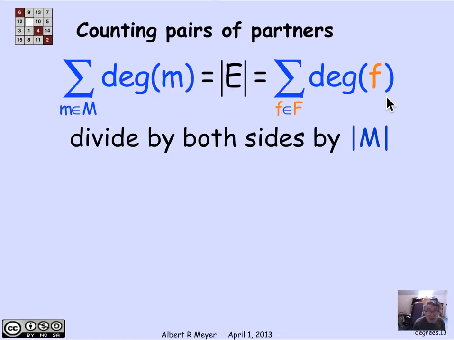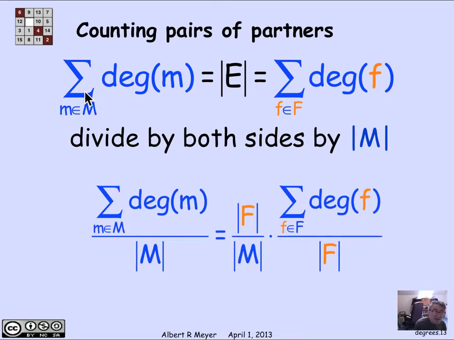All right, now let's just do a little bit of elementary arithmetic. I'm going to divide both sides of this equality by the size of the male population, by the number of men. And if I do that, I get this formula. The left-hand side is the sum of the degrees of men divided by the size of the M population. And here I'm doing a little trick. Notice that the F's cancel out, but I've expressed this sum of the female degrees divided by M as the sum of the female degrees divided by F times this factor F over M, which is the ratio of the populations of women to men.